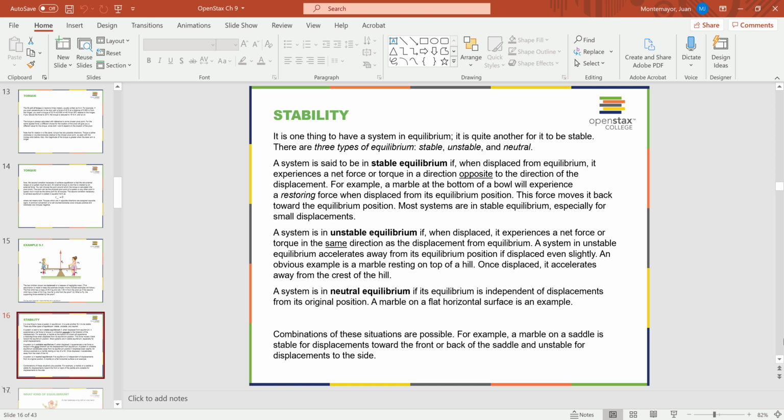A system is in neutral equilibrium if its equilibrium is independent of displacements from its original position. A marble on a flat horizontal surface is an example, because the marble is not going to go anywhere. It's just going to sit there until there's a net external force acting on it. Combinations of these three situations are possible though. For example, a marble on a saddle is stable for displacements towards the front or back of the saddle and unstable for displacements on the side.